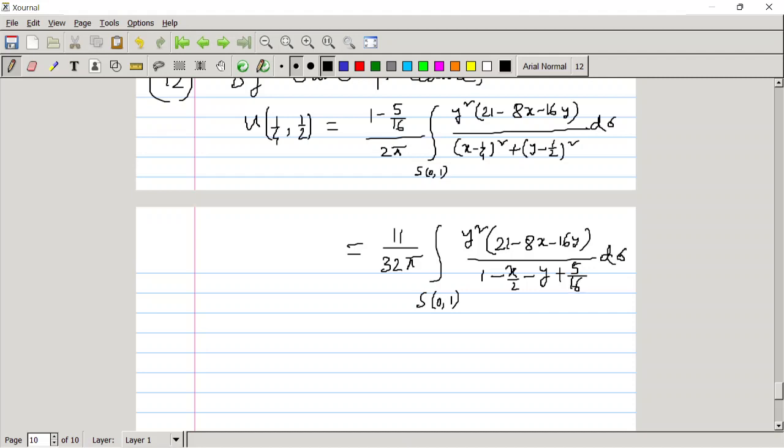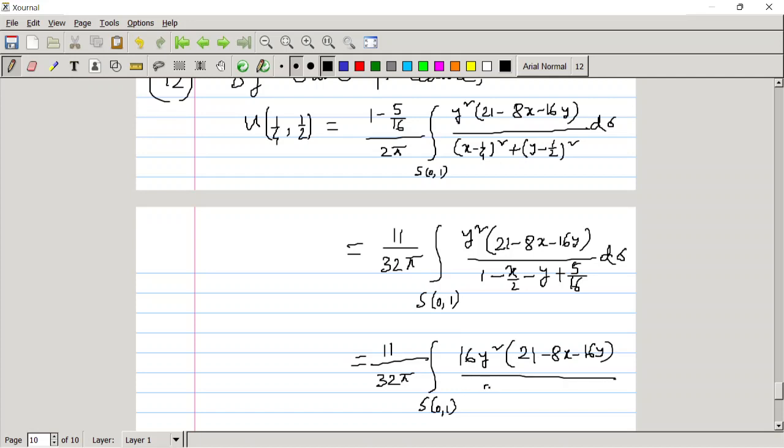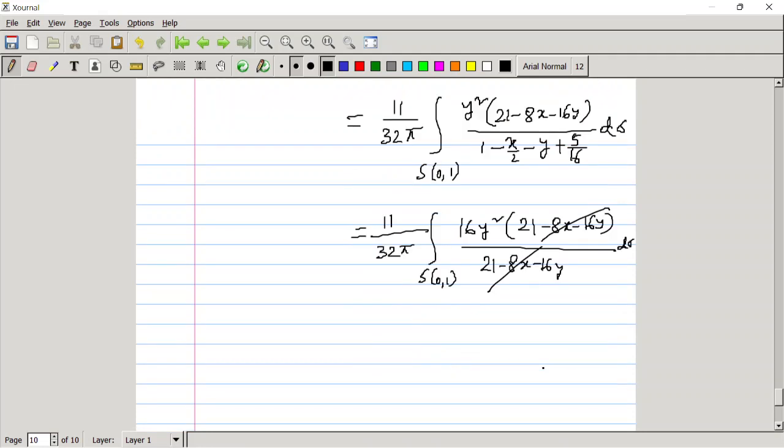You check and confirm. 16y square 21 minus 8x minus 16y by this is again 21 minus 8x minus 16y d sigma. So this term will cancel out. Okay, so you got 11 by 32 pi.